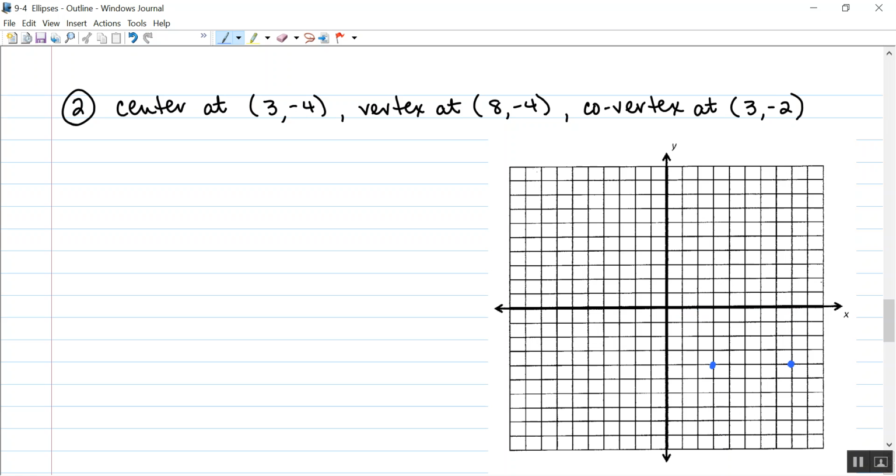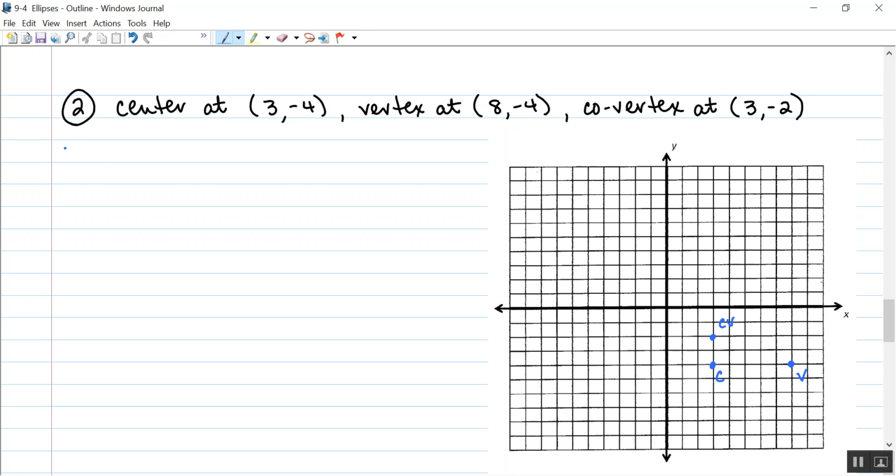I'm going to just put little letters there. That's my center. That's a vertex, and a covertex at (3, -2). That's a covertex. Okay, so from this I can see that my major axis is going to be horizontal, or in line with the x-axis. So I could actually draw another vertex that would be the same number of units on this side, and my minor axis is going to be shorter this way.